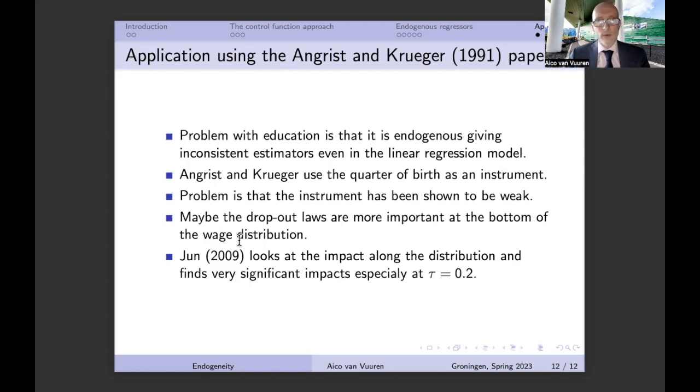And that's exactly what John actually shows. He shows that even though at the top of the distribution there is no relationship between your education level and these dropout laws, or maybe better to say the quarter of birth, at the bottom of the distribution, essentially at tau equal to 0.2, he finds a very strong relationship between the quarter of birth and the education level of the individuals.